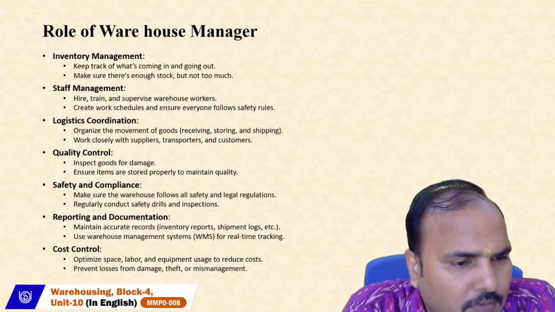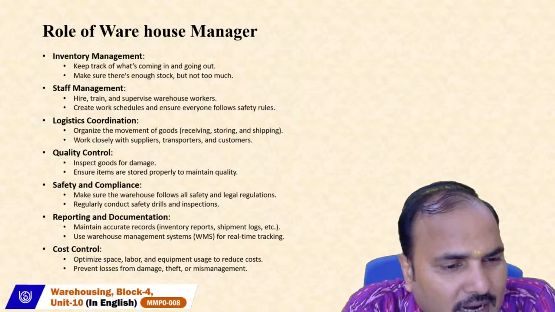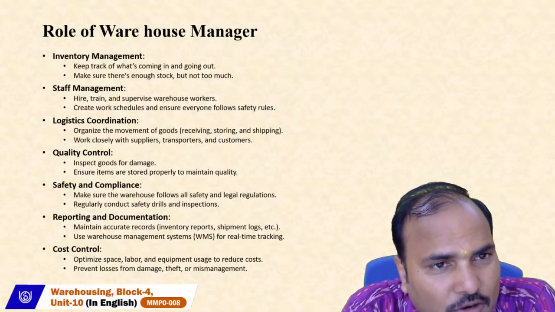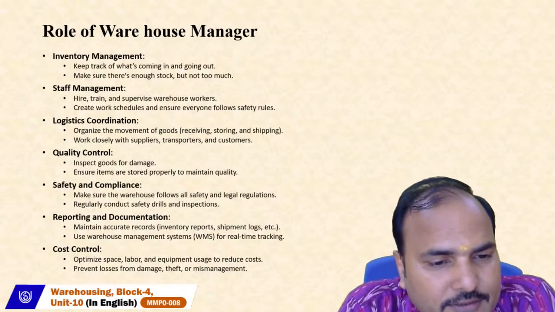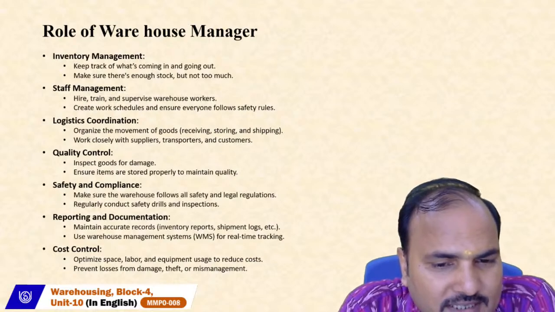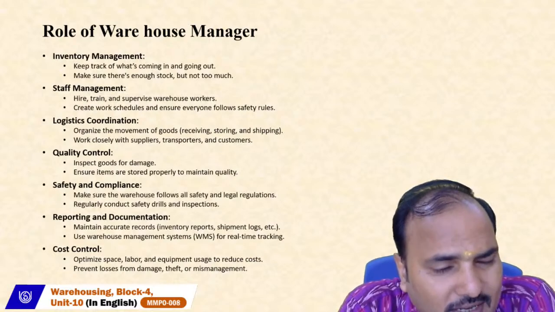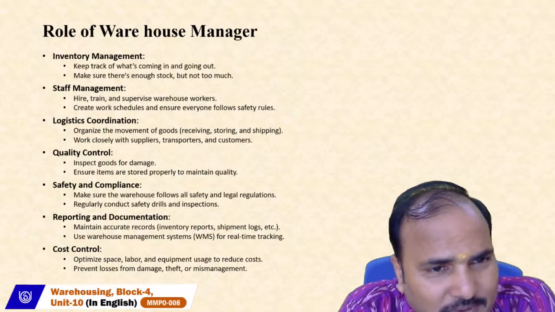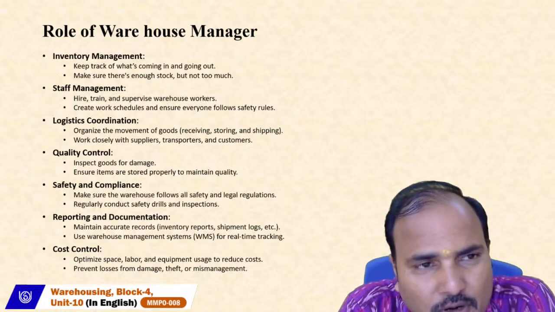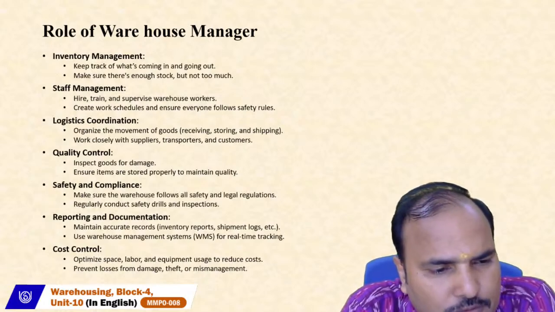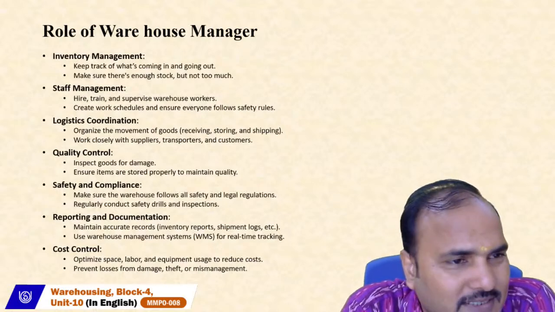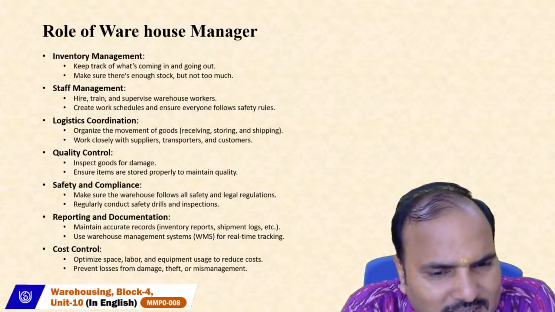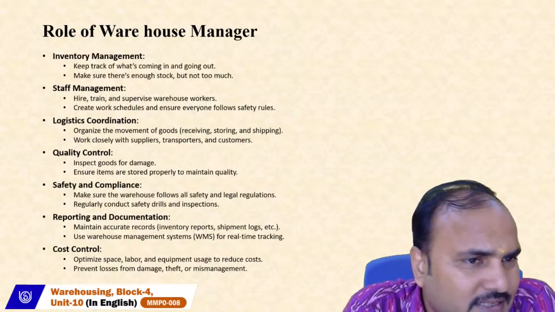Another is reporting and documentation. Maintain accurate records. The warehouse manager must ensure accurate records, inventory reports, shipment logs, etc. Unless you maintain the records, it is very difficult, it is not possible to manage the warehouse. So in that, use of a warehouse management system, or WMS, with real-time tracking is required.